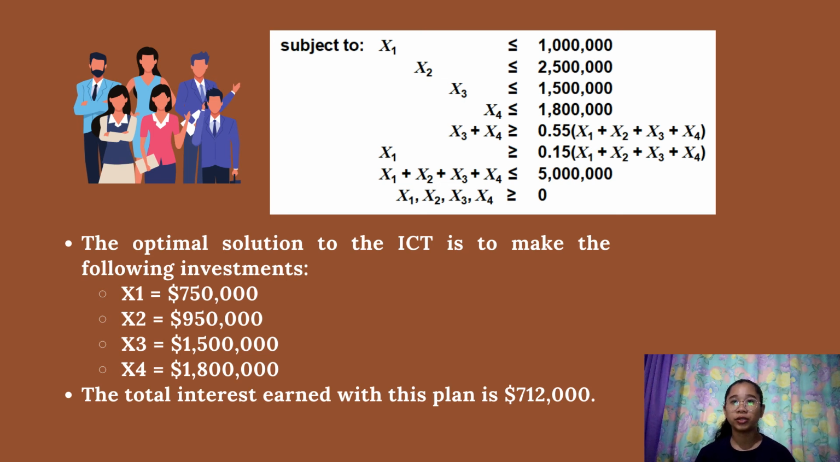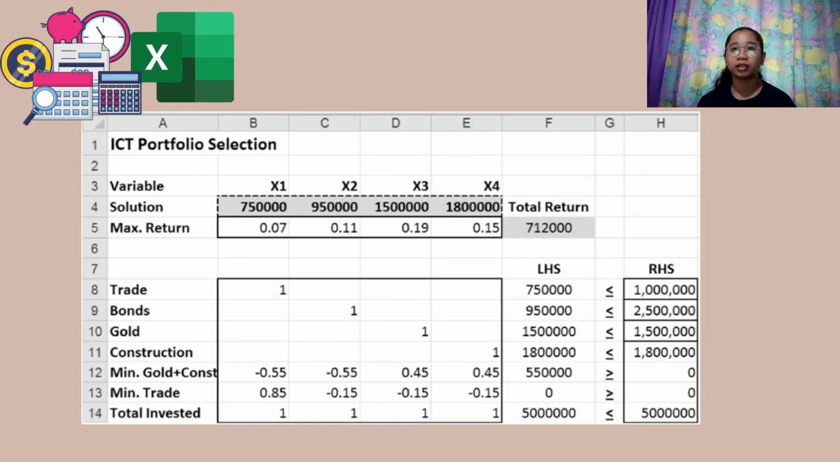The optimal solution to the ICT is to make the following investments. For the X sub 1, they will invest an amount of $750,000. For the X sub 2, an amount of $950,000. For the X sub 3, an amount of $1.5 million. And for the X sub 4, an amount of $1.8 million. The total interest earned with this plan is $712,000. In this table, the total cost, LHS, and the solution will be given by using the Excel solver.